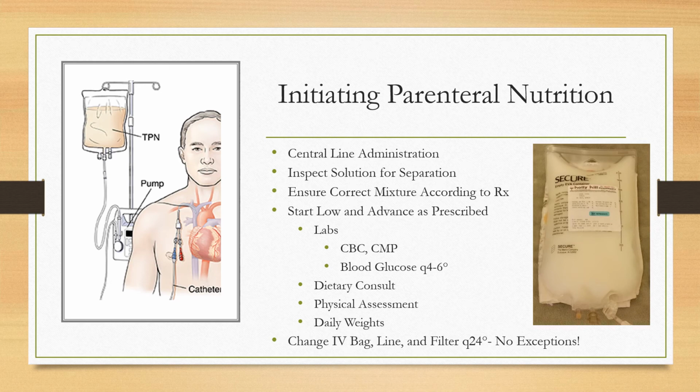Monitoring of glucose. Because TPN is high in glucose, we monitor glucose every 4, 5, 6 hours to see if they are becoming hyperglycemic in the first 24 hours, right? And if they are becoming hyperglycemic, some patients will need insulin to control their high blood sugars, okay?